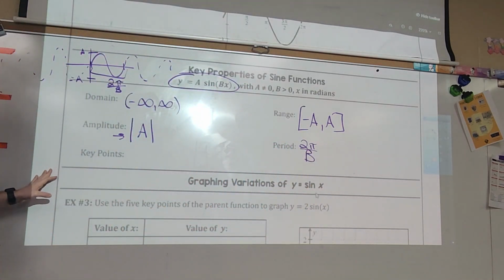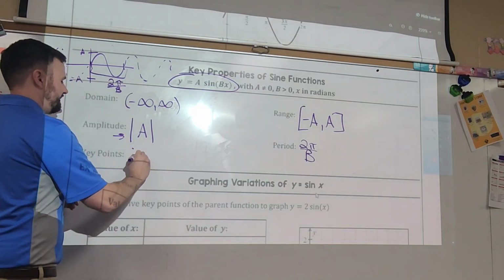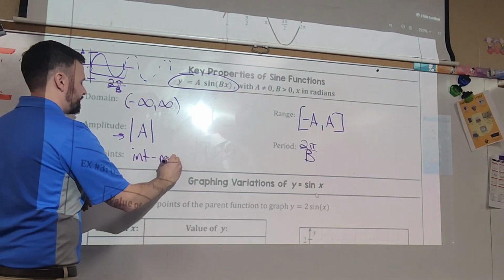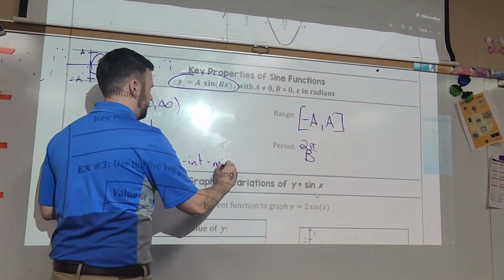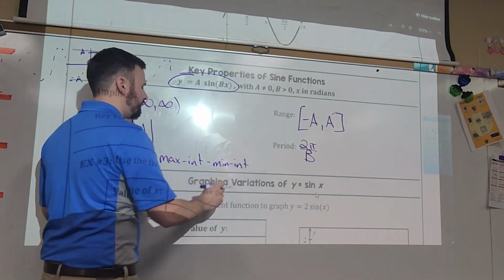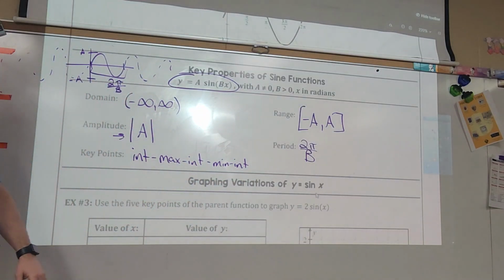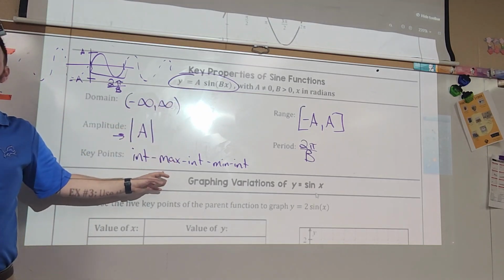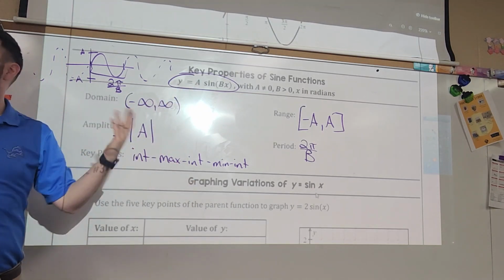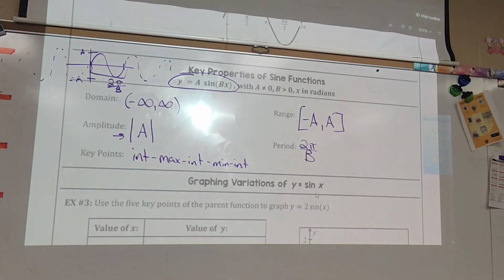So is that enough information? Well, key points then are going to be intercept, max, intercept, min, intercept to draw one cycle of it. This is working really far ahead. If I put a negative in front, what two things do I switch here? Your max and your min, right? And it'll graph it because it'll flip it automatically.